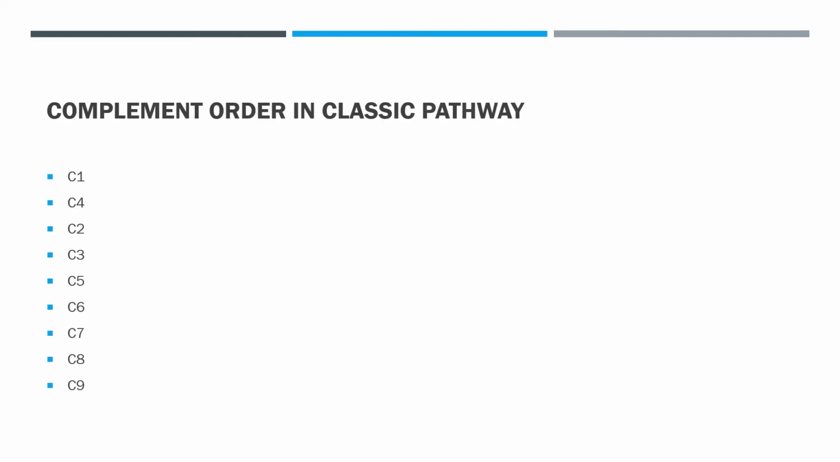Now, the complement cascade order doesn't go in an order that makes any sense. It starts with complement component C1, and then it goes C4, C2, C3, C5, 6, 7, 8, and 9.